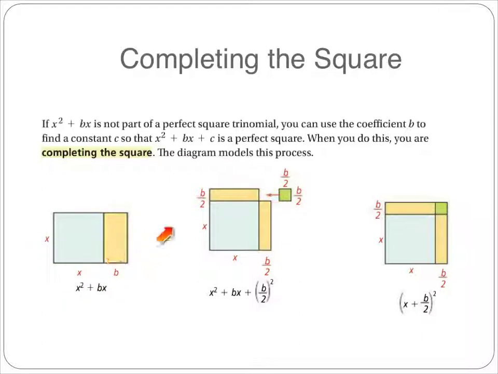This doesn't look like a square, so I'm going to halve the b. I put it on one side and the other side. Now I do have x squared plus bx, but this is missing: b over 2 times b over 2 is missing. As soon as I add that, I have a perfect square of x plus b over 2 squared.